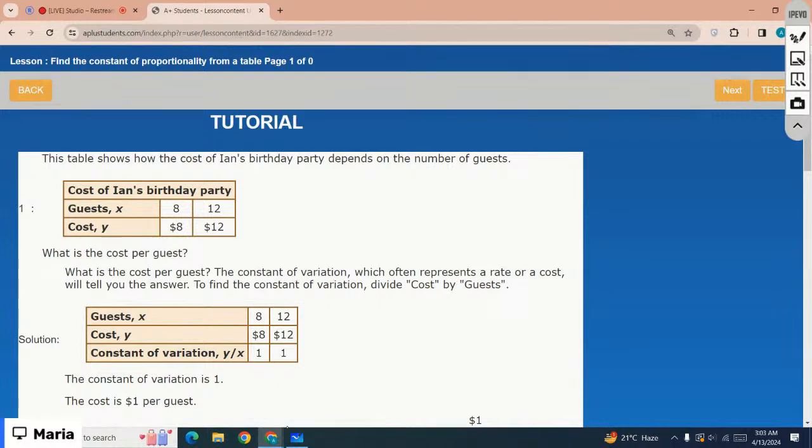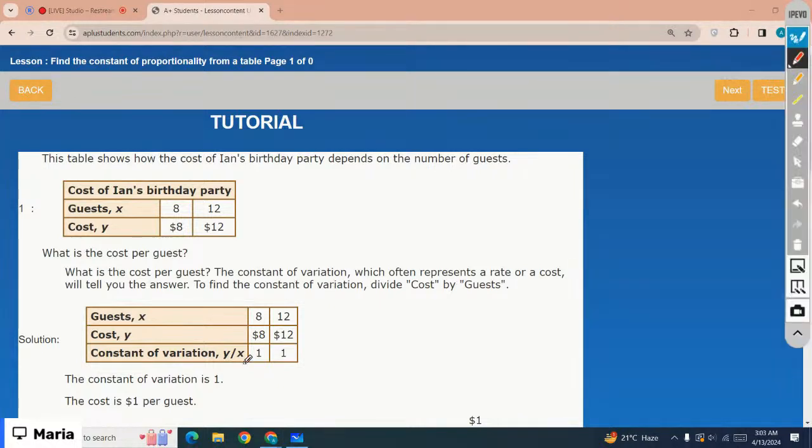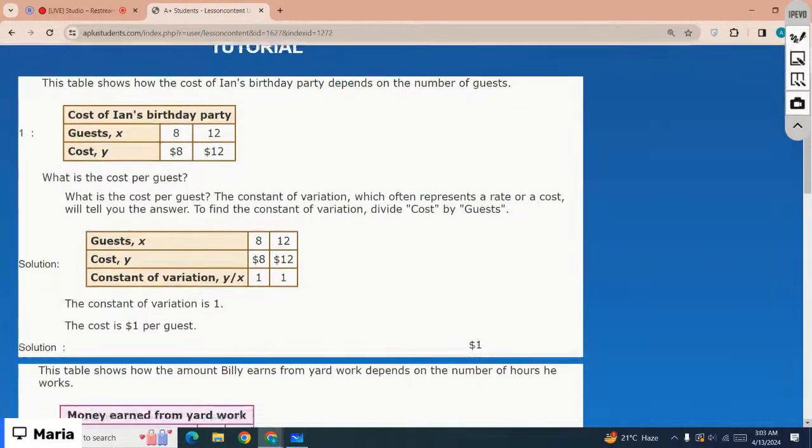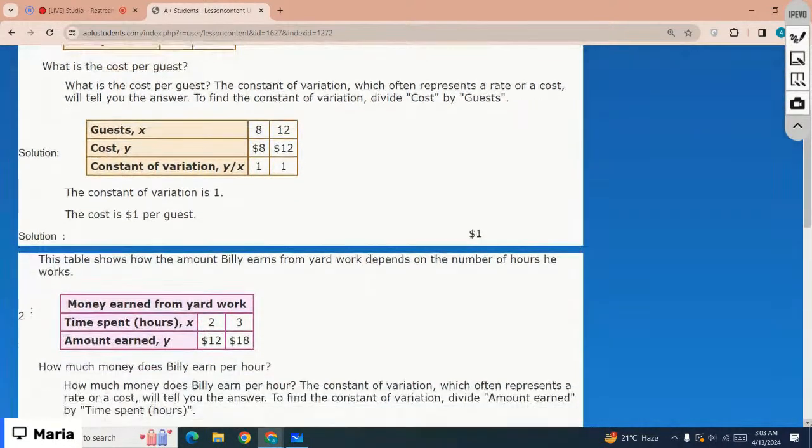Here you can see in this table, you have to calculate y over x. 8 over 8 and 12 over 12, that is 1. So the constant of variation for this question is 1. You simply have to divide y over x to calculate the constant of variation.